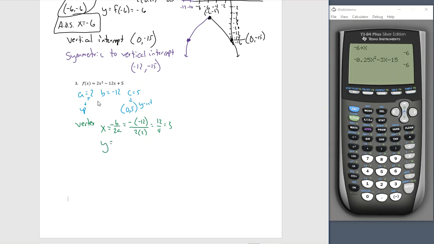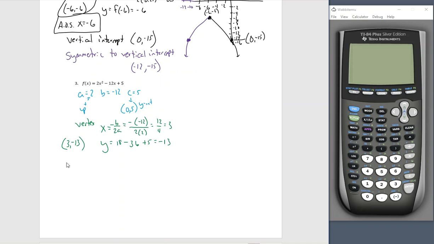Now, if I put in 3 for x, let's do this in our heads. You could check it on the calculator. You could write it out. But I know that 3 squared is 9. 9 times 2 is 18. I know 3 times 12 is 36. Notice 18 is half of 36. They have opposite signs. That's good news. So 18 minus 36 is negative 18. Plus 5 is a negative 13. Let me say that again. Negative 18 plus 5 is a negative 13. I really just said that one to make sure I was right.